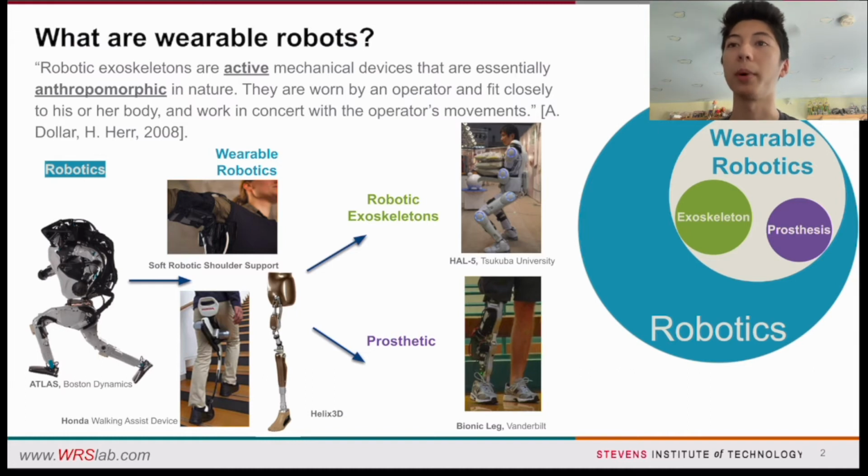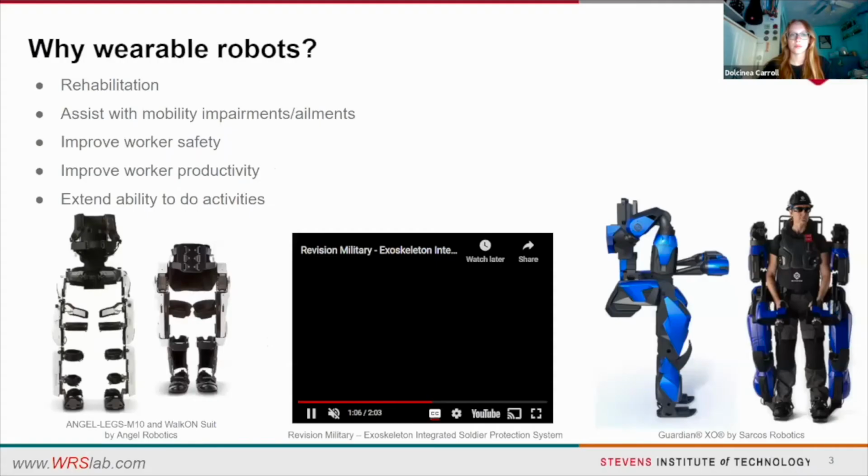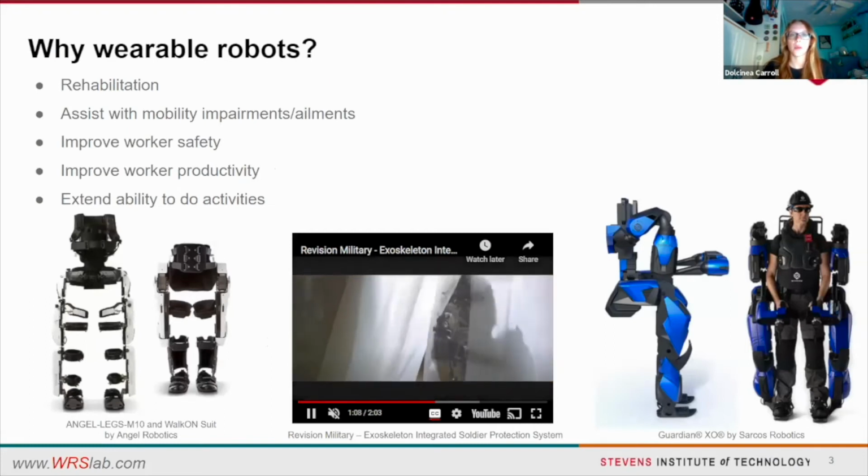Within wearable robotics, the further classes are robotic exoskeletons and prosthetic robots. Robotic exoskeletons cover and add to an existing part of the body, usually to strengthen an injured limb or expand human capacity. Prosthetics, on the other hand, aim to replace a limb that is missing entirely. An important definition is that robotic exoskeletons are active mechanical devices that are essentially anthropomorphic in nature. They are worn by an operator and fit closely to his or her body and work in concert with the operator's movements.